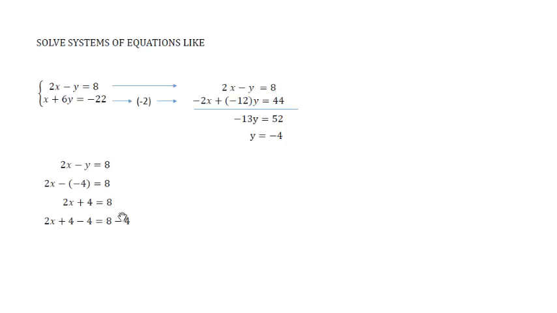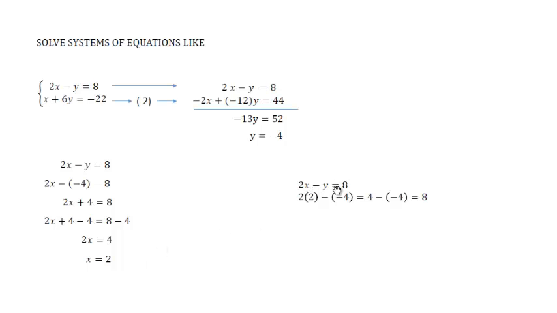Subtract 4 from both sides. Since the 4 minus 4 is 0, you're left with 2x and 4. Divide both sides by 2, so x has to be 2. So we've found an ordered pair that is the solution to this system. However, before we conclude that, let's make sure that the ordered pair works in both equations.